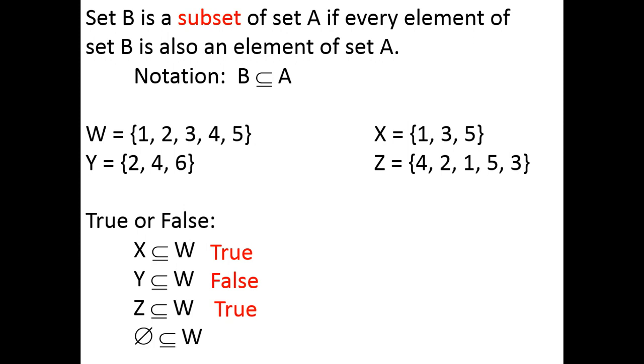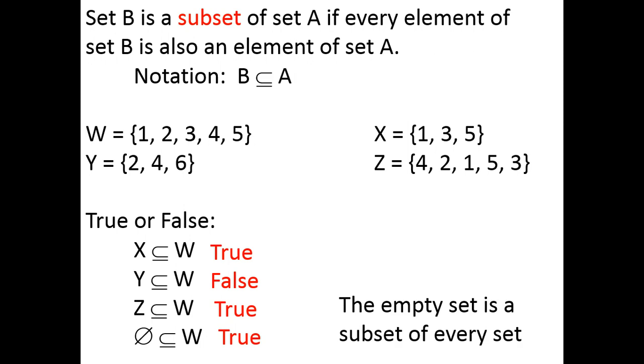And is the empty set a subset of set W? Now this one's a little tricky. You have to think about whether I can reach into set W and pull out everything that I need to make an empty set. And the answer to that is true, because if I reach into set W and don't pull any elements out, then I've created the empty set. And in fact, the empty set is a subset of every other set.